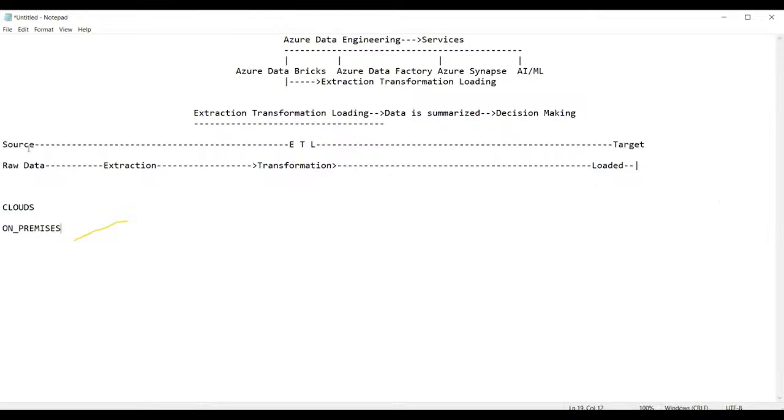Okay. So first of all, let us try to understand what is cloud. Now, guys, Azure data engineering is cloud-based data engineering. Am I right? So I wanted to explain to you, or let us try to understand first of all, what is a cloud and what is on-premises. Let us first understand what is a cloud basically.